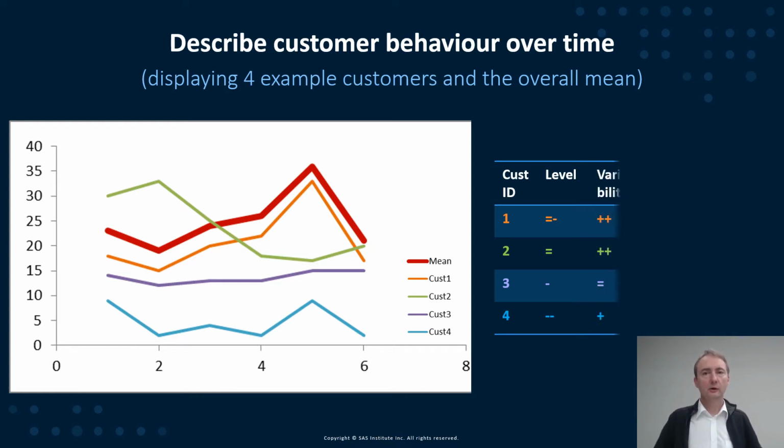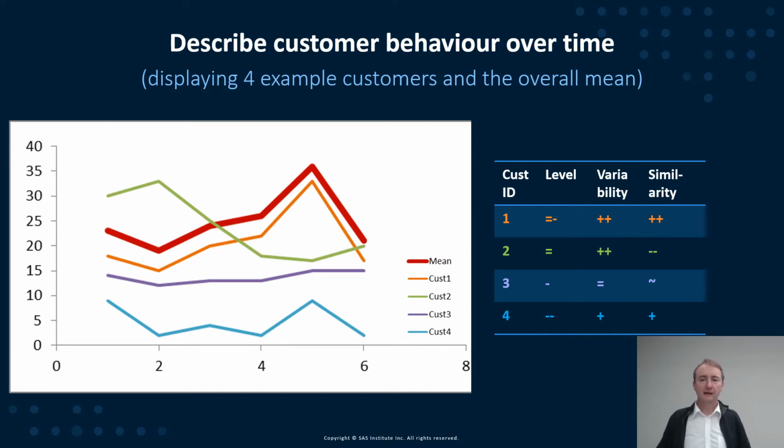Let's now take a look at another feature, and let's take a look at the variability. For customers 1 and 2, the orange and the green customer, we see a lot of variability because they fluctuate a lot over time, compared to customer number 3, who is quite even, who has almost no variability, and customer number 4, who has some variability.